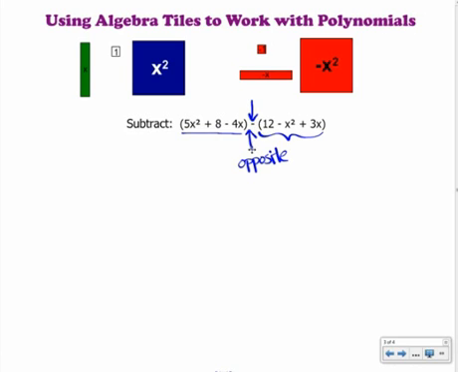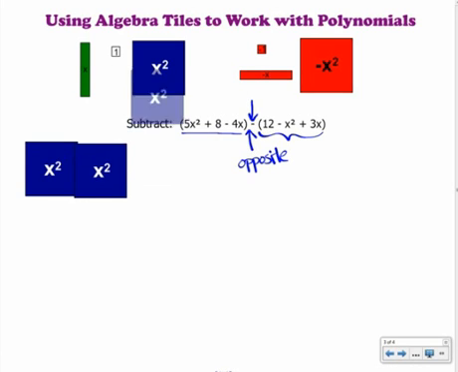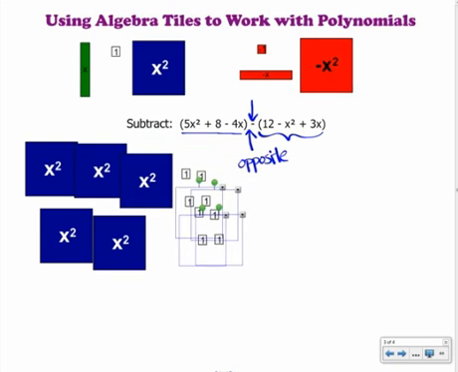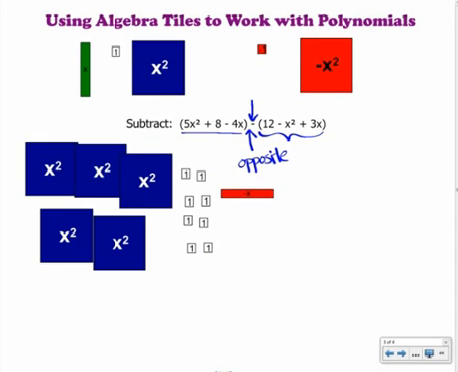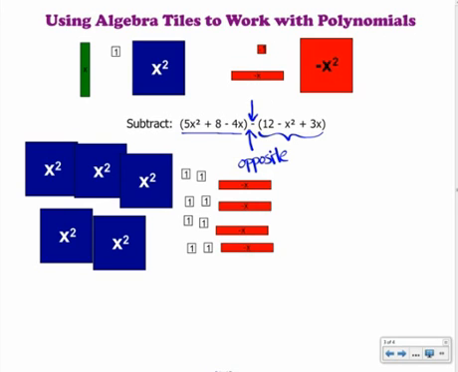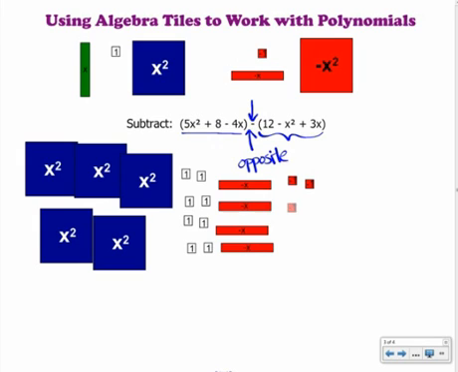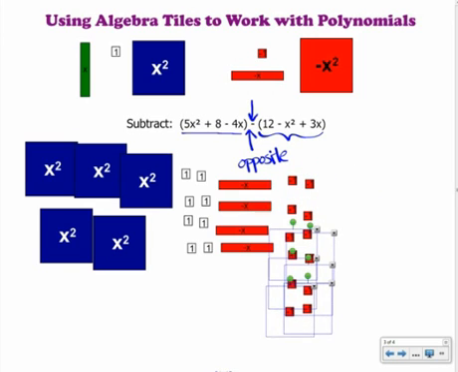So I'm going to start out with my 5x squared. Plus 8, minus 4x. Oops. And now I need the opposite of my second polynomial. That means if I started out with 12, the opposite of that is minus 12. So I need to show minus 12, 1, 2, 3, 4. Oops, there's my minus 12.